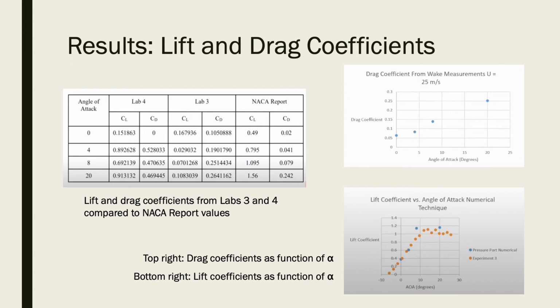Shown here are tabulated values of the lift and drag coefficients determined from both experiment 4 and the previous experiment, as well as the NACA report values. We immediately notice that experiment 4's lift coefficients match the NACA values more precisely than those of experiment 3, but we also notice the drag coefficients using experiment 4's wake deficit method are slightly less accurate than those obtained from experiment 3. To the right, we see graphical representations of both the lift and drag coefficients as a function of the angle of attack.